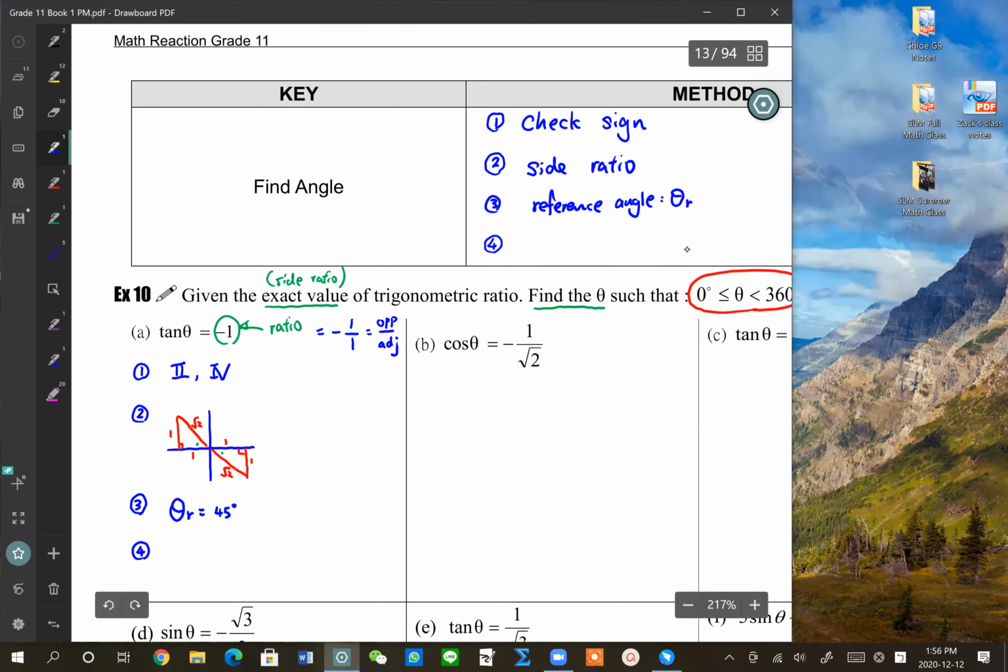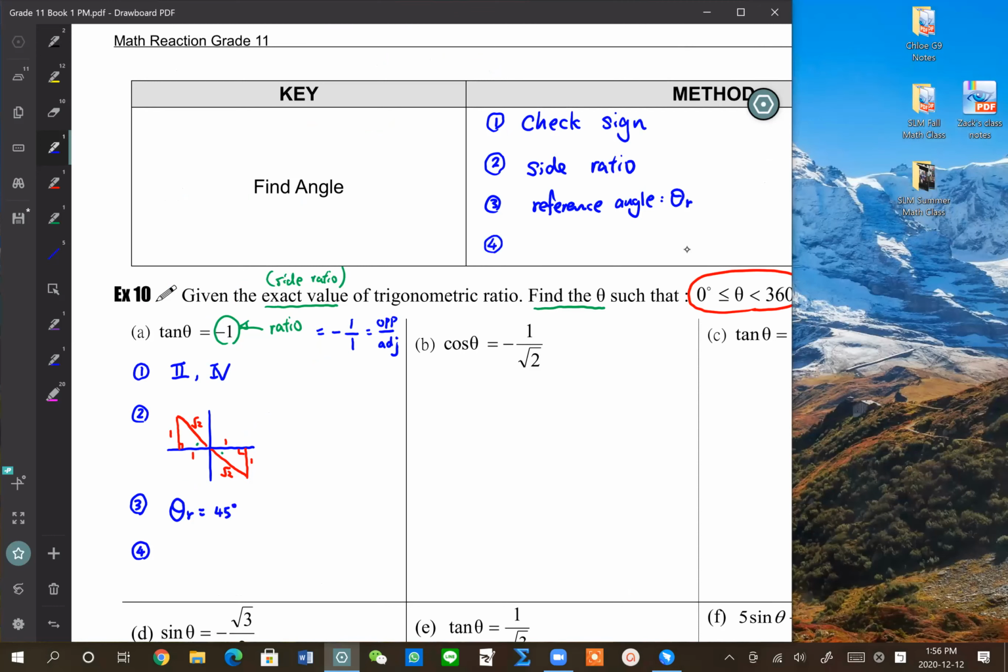Check sign. No, check sign is number 1. Did you hear that we are going backwards? Brandon, you understand going backwards? Yes. Yeah, okay. So what should be step 4 now? Draw angle. Draw angle, yes. Okay. Used to be step 1. Now it becomes step 4.